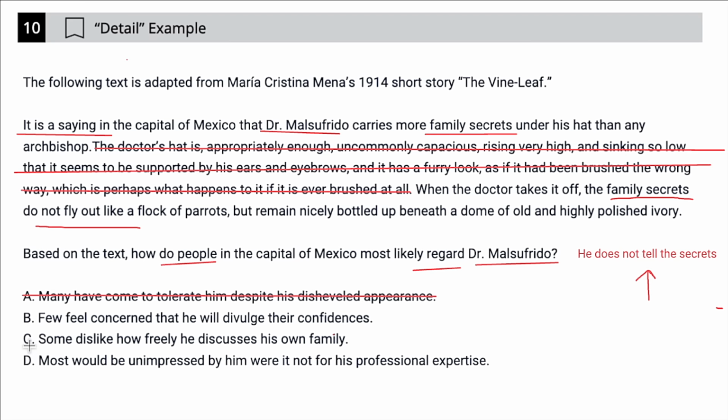C, some dislike how freely he discusses his own family. That's the opposite of what we're looking for. D, most would be unimpressed by him if not for his expertise. No. So now I know that my correct answer is choice B.